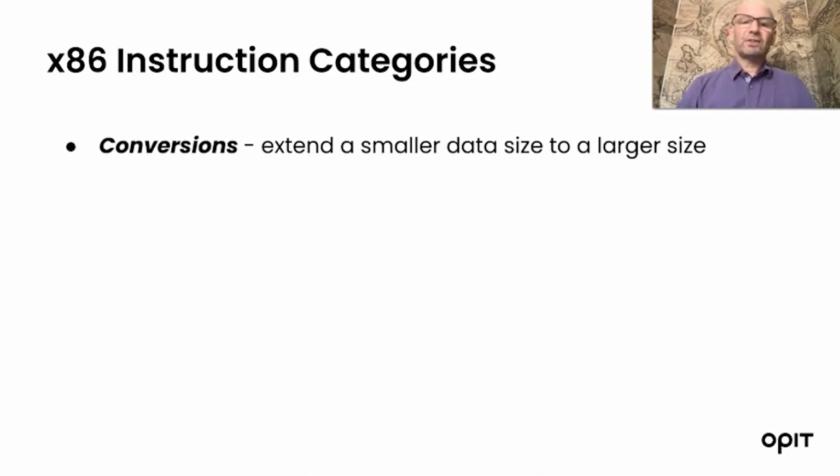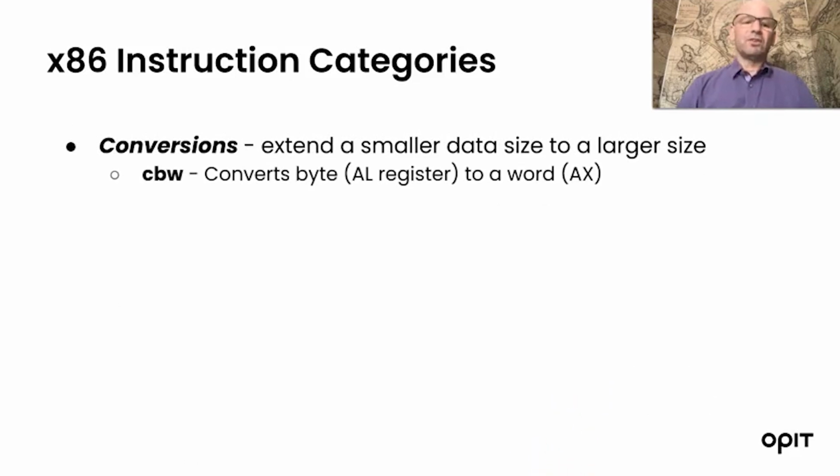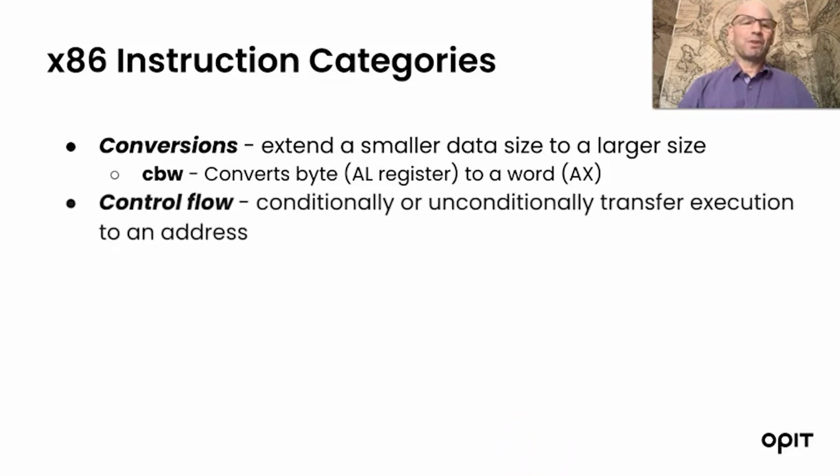Next, conversions. So we extend a smaller data size to a larger size. CBW converts a byte to a word, so from the AL register to the AX register.